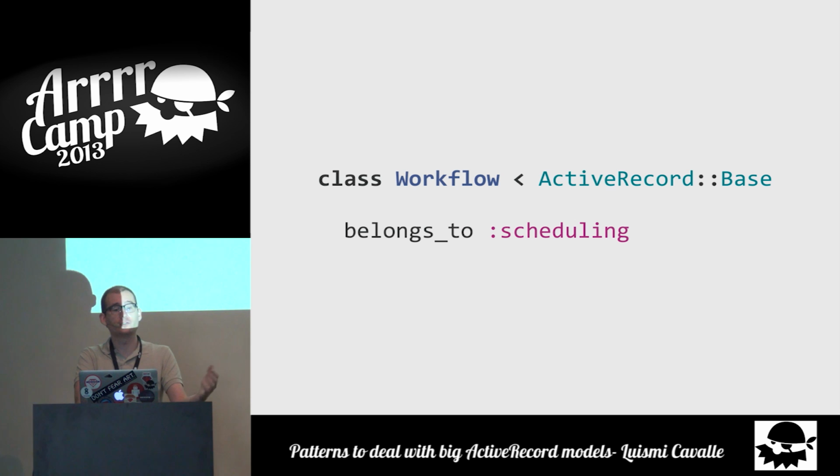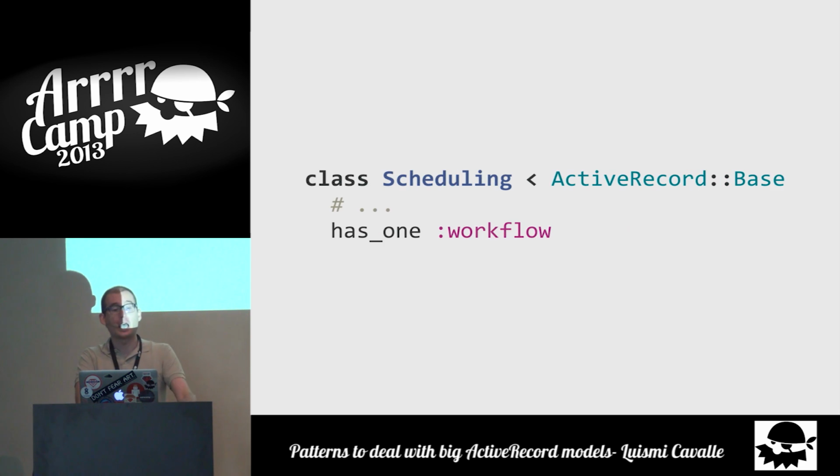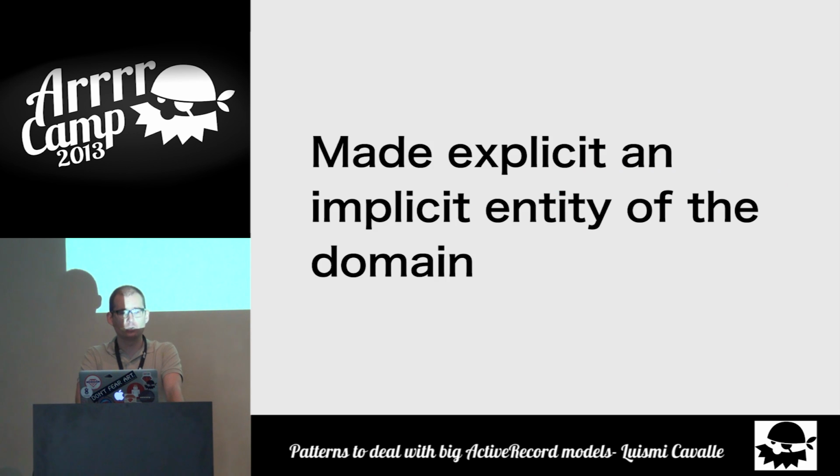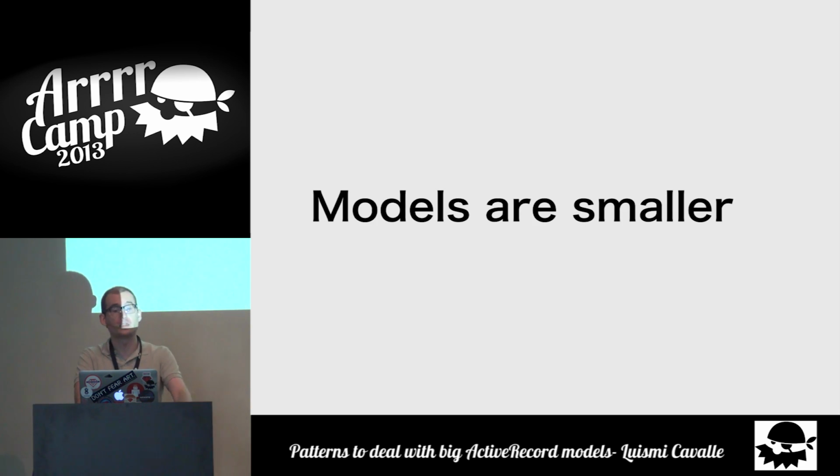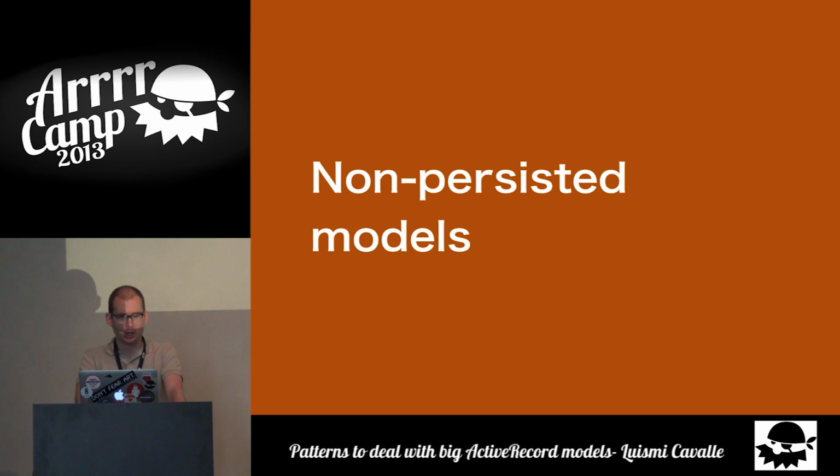So the proper way of factoring this was probably just creating a new model for workflows with all its attributes and all its logic, and then adding a has-one association to the scheduling class. The main benefit of this change was that we made explicit a concept that was implicit until then. Our model is richer and more expressive now. And of course, our models are thinner, more cohesive, and easier to maintain. So that was our first technique.